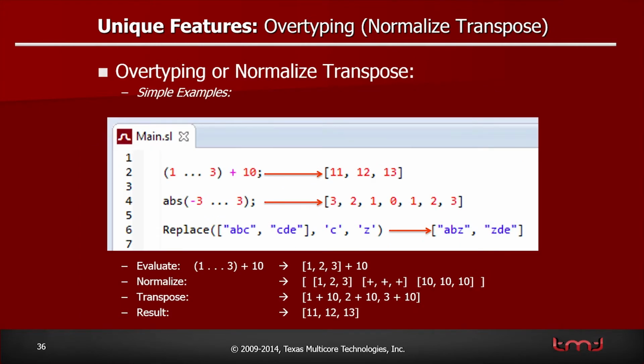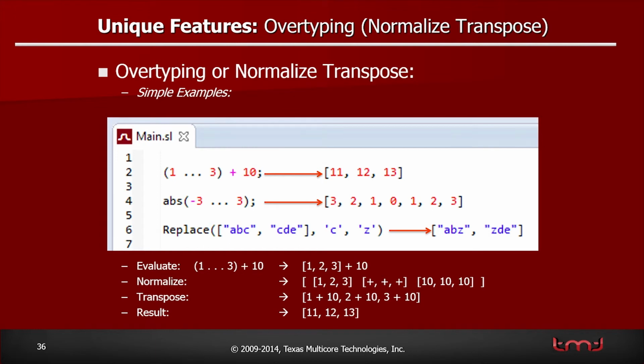Here we see some examples of using normalized transpose. First, we see adding 10 to the list 1, 2, 3. The addition operator is overtyped and results in the list 11, 12, 13. Next, we see the function absolute value being overtyped with the list -3 through 3. This results in the list 3, 2, 1, 0, 1, 2, 3.